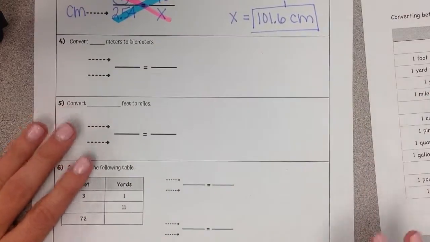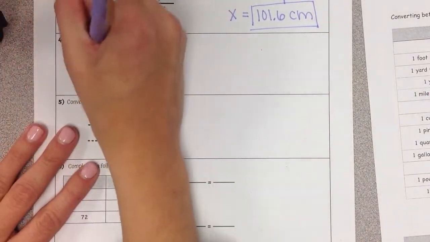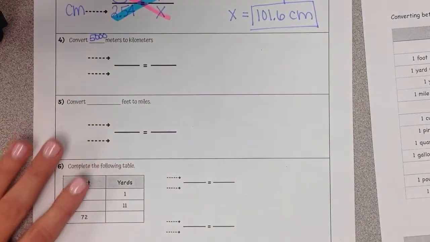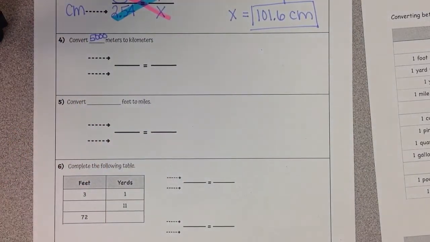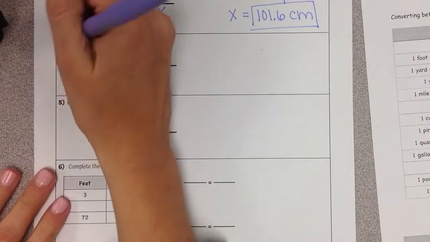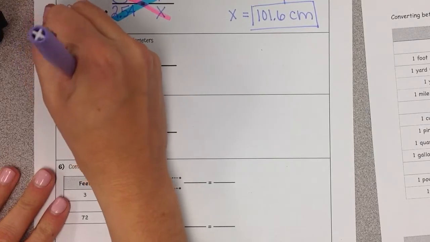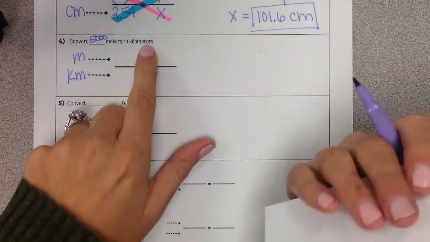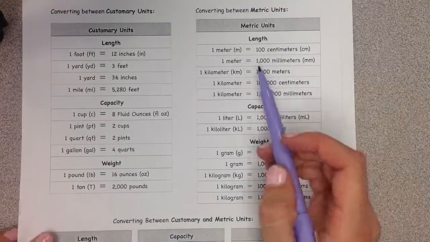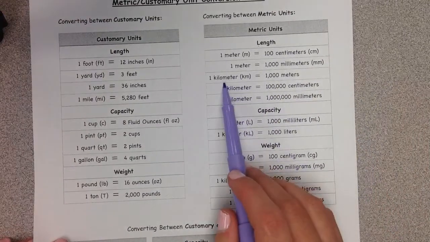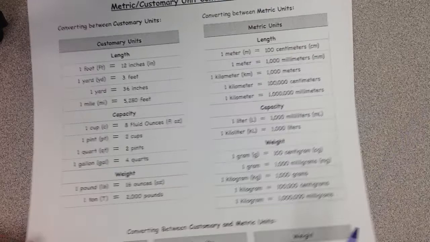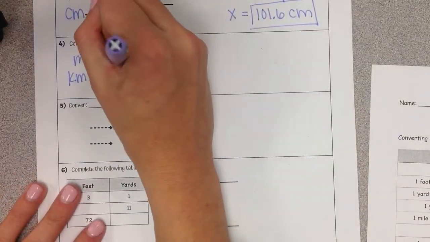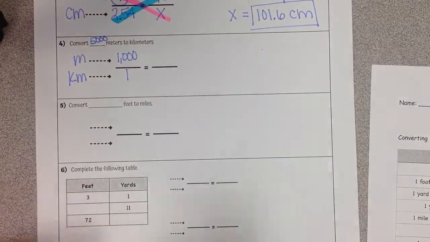Number 4, convert 5,000 meters to kilometers. So, what we're going to do here is look at our two units. We've got meters and we've got kilometers, okay? Those are part of the metric system. Again, you see meters, that means metric here. This is length. So we look, meters and kilometers, we see right here, 1 kilometer is 1,000 meters. So 1,000 meters is equal to 1 kilometer.